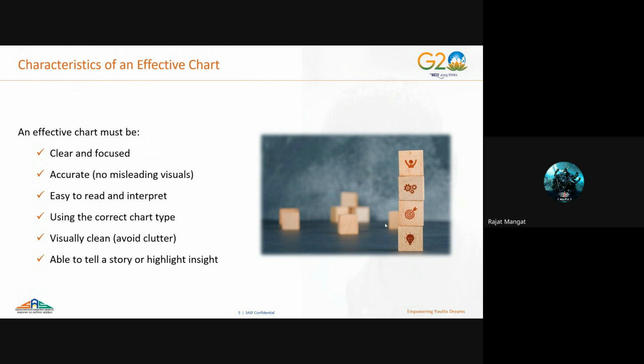Okay, so your visualization should be visually clean, able to tell a story or highlight an insight. Okay, meaning you can easily tell a story based upon the visualization.